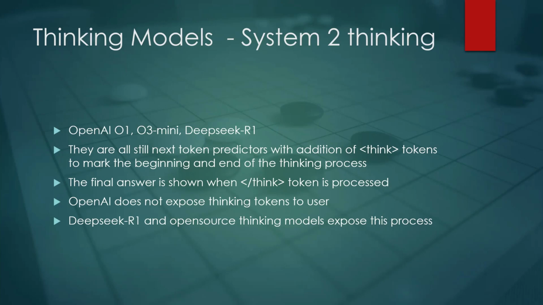OpenAI doesn't actually expose their thinking tokens. So when you use OpenAI's o1 model, it shows a bunch of stuff, but it doesn't show you its chain of thought. DeepSeek R1 does, and you can actually see it thinking and going through the process.